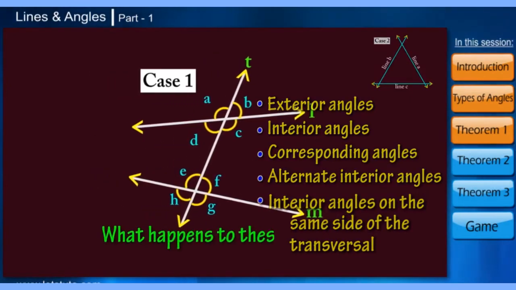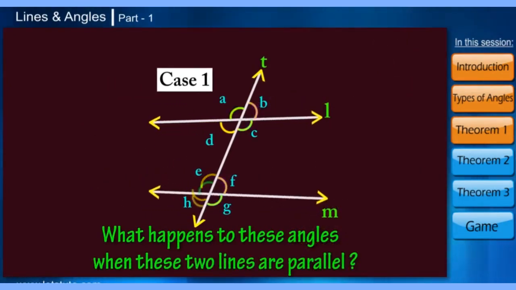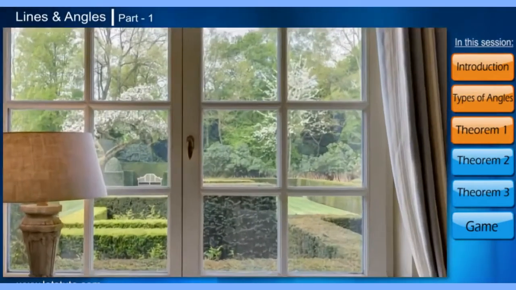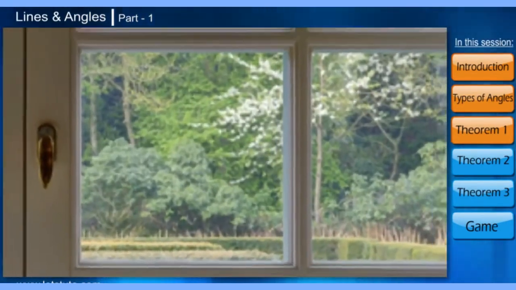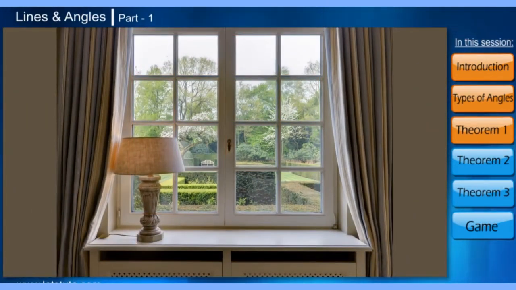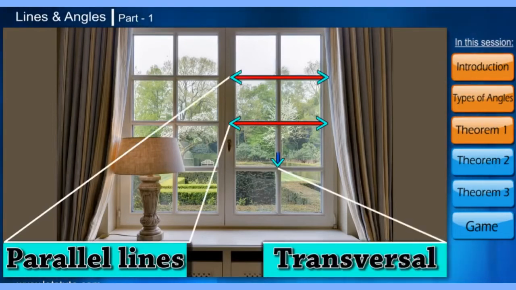But what happens to these angles when these two lines are parallel? Now, for instance, let's look outside the window. Oh wait, why don't we look at the window only? Here also, we can see that there are two parallel lines and a transversal is passing through the parallel lines. So now what do you think? What happens to the angles formed?